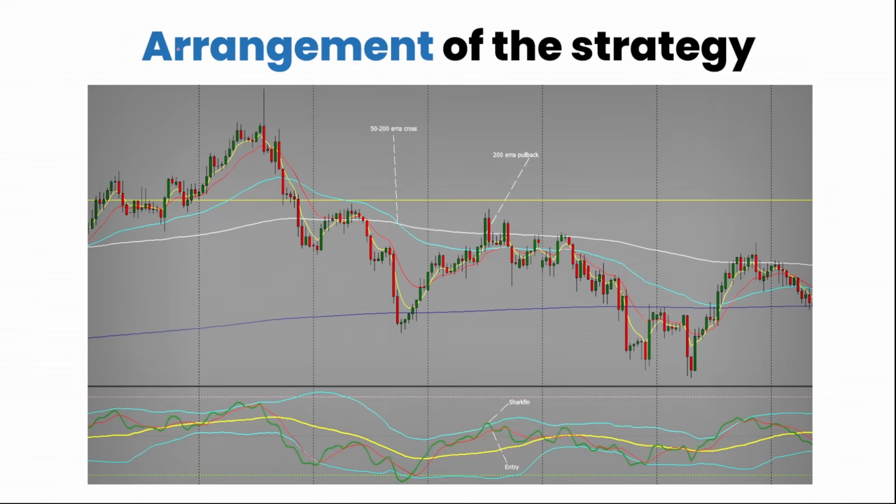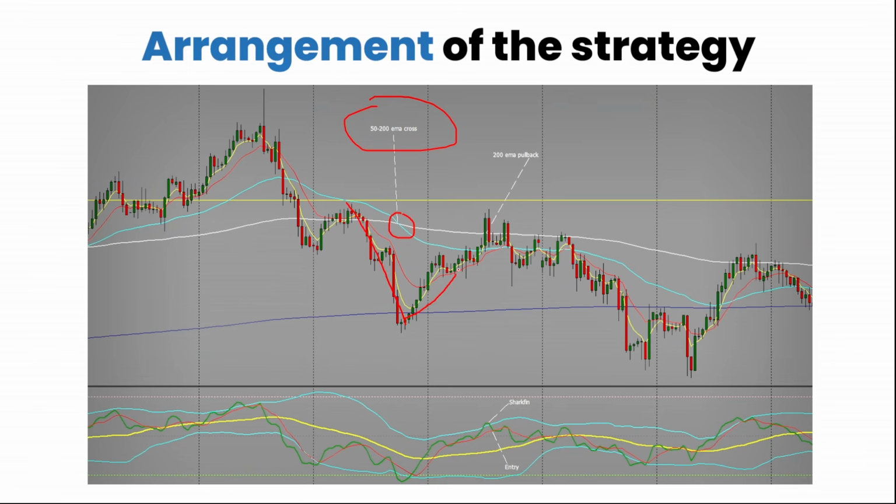All right, the arrangement of the strategy. We are going to have a closer look at what we need to see for us to get an entry. In this case, we can see that there is a 50-200 EMA cross, which is blue and white crossing over like that. When they crossed over, the market was going to the downside.